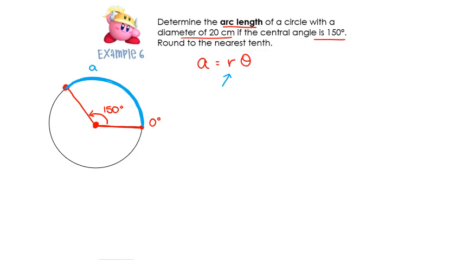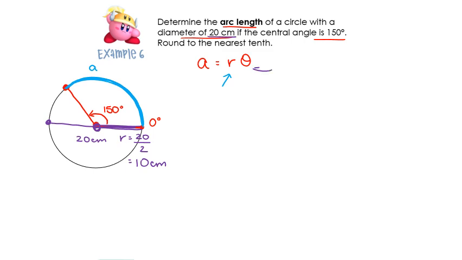To find the radius, we're given the diameter of 20 centimeters. The diameter is the distance from one edge of the circle to the other, so that entire distance would be 20. If I want to figure out the radius, which is just the center to the edge of the circle, I just need to take 20 and divide it by 2. So our radius is going to be equal to 10 centimeters.